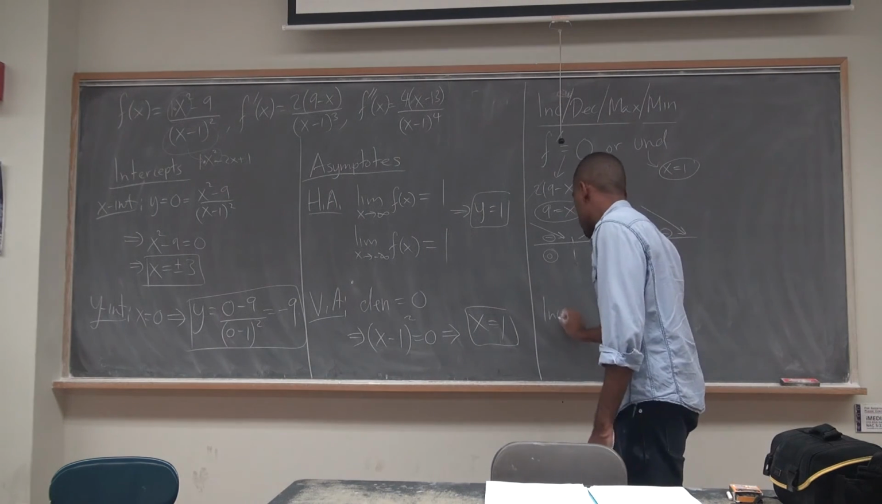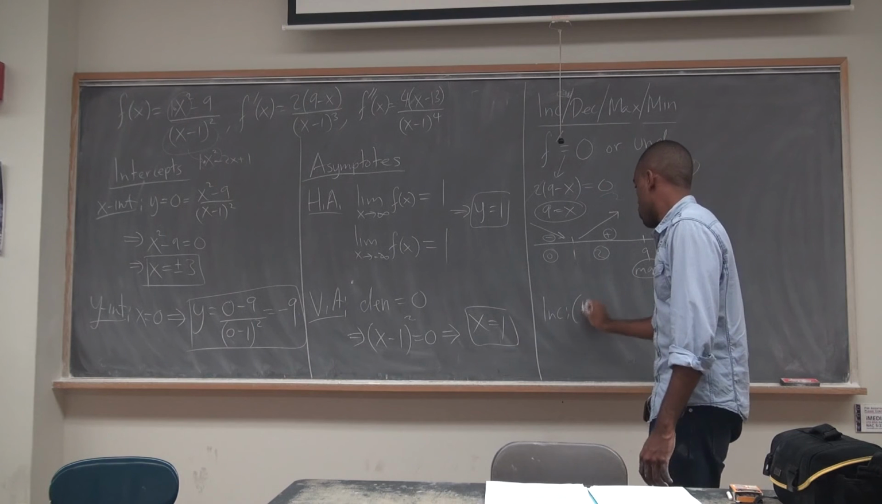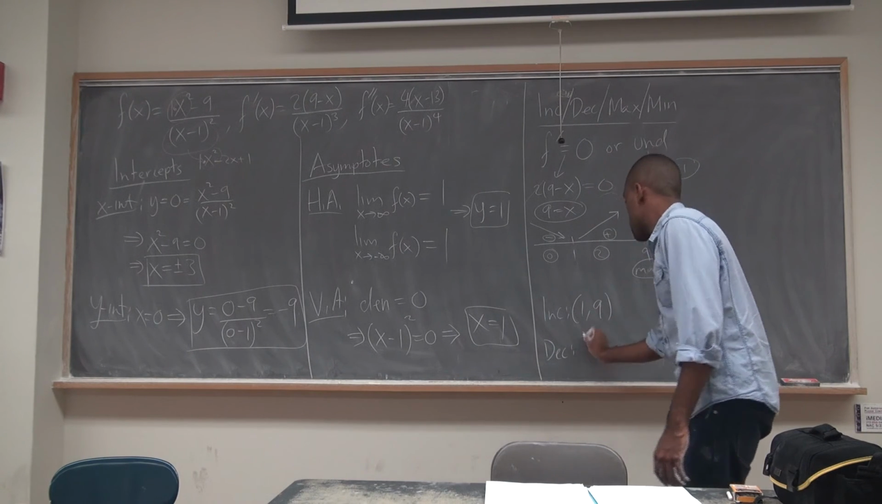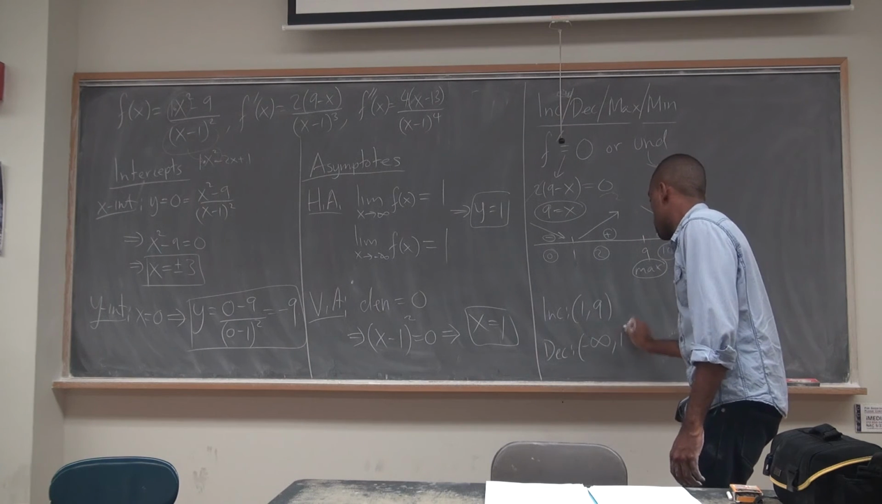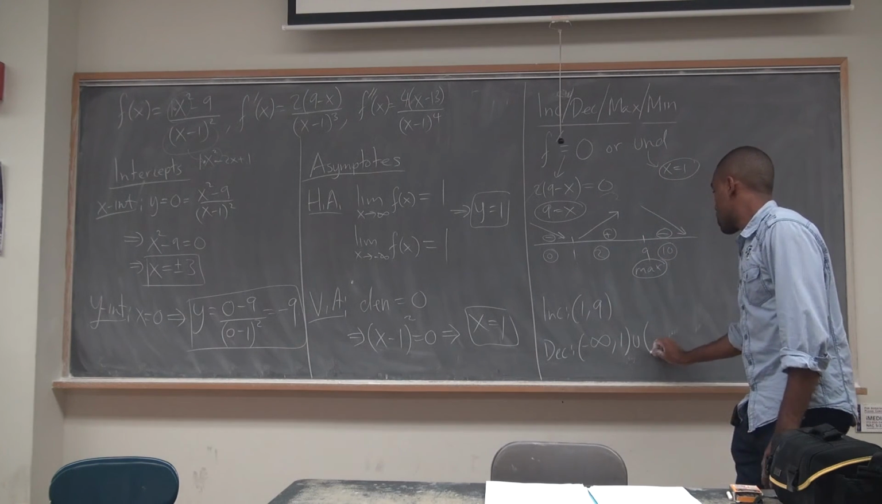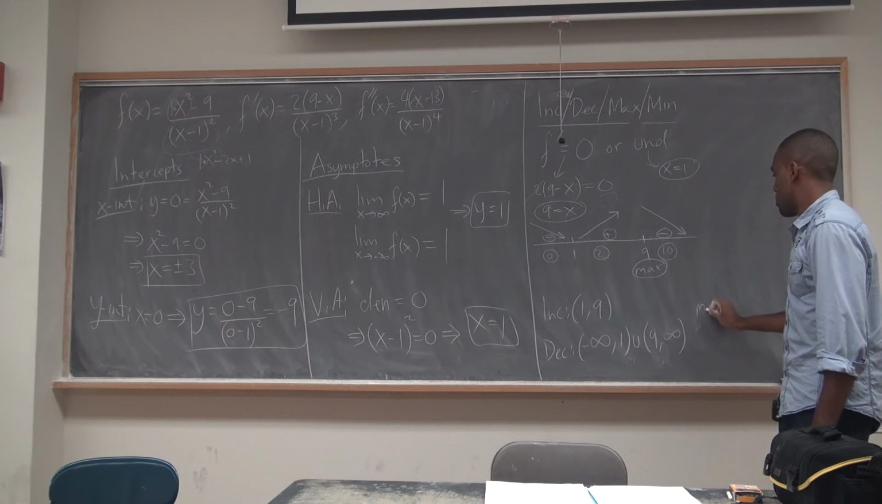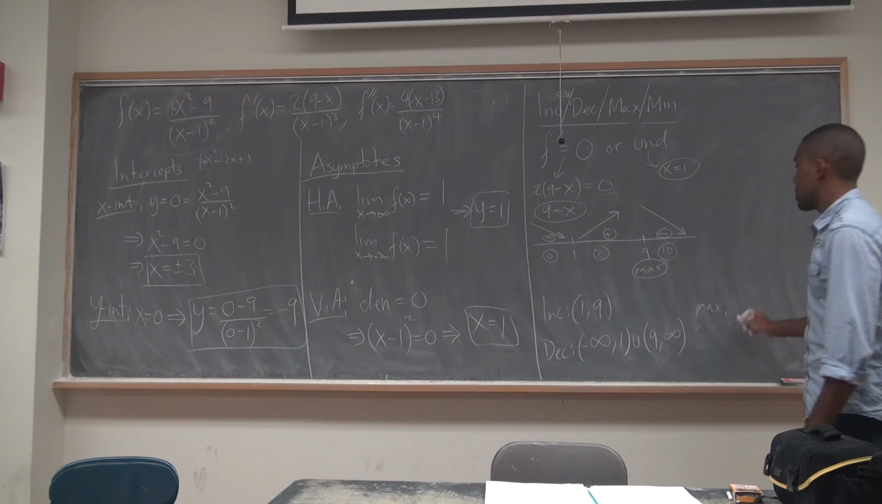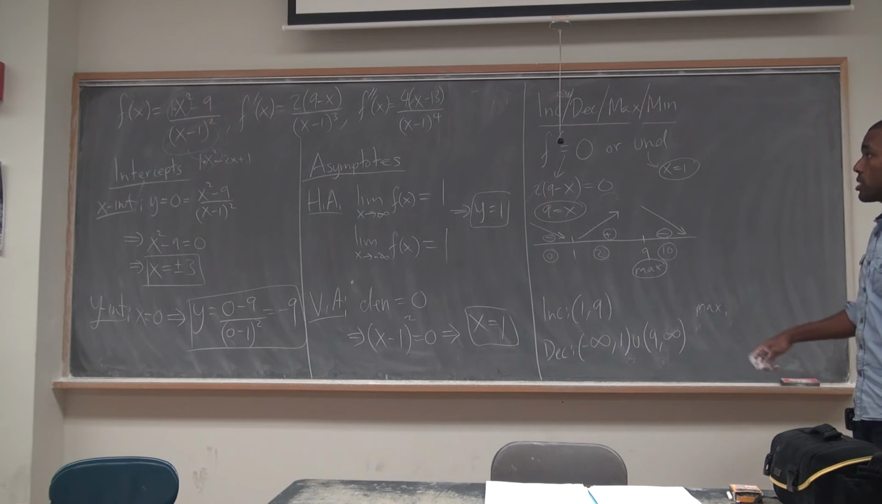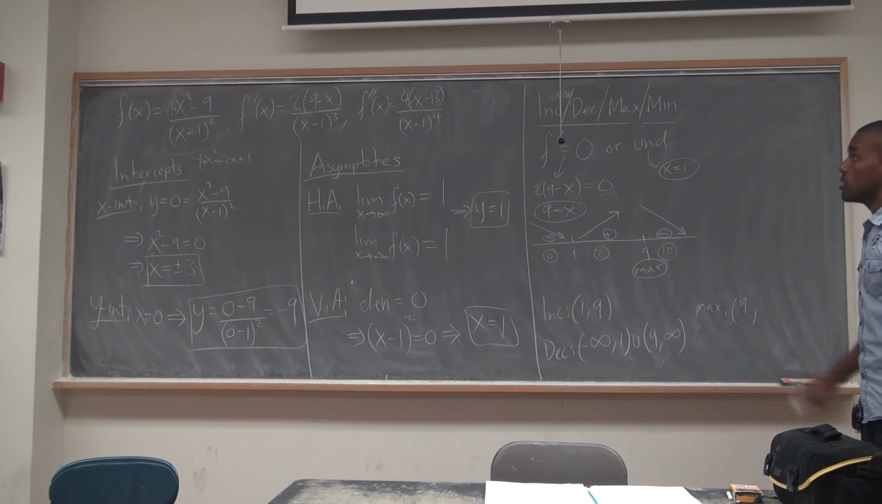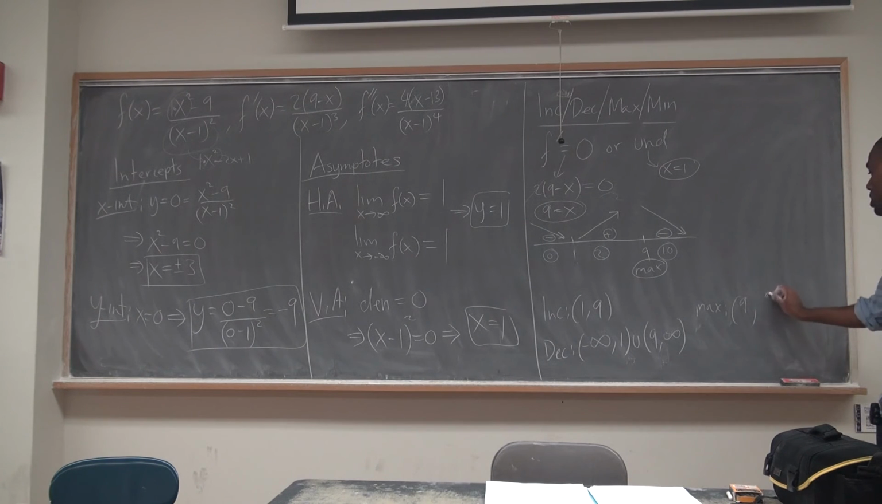So then if I look for increasing, I'm increasing on 1 to 9. If I look for decreasing, I'm decreasing from negative infinity up to 1, union 9 to infinity. And I have a maximum at, I have to plug it back into the function, at 9 comma 9 squared minus 9 over (9 minus 1) squared.